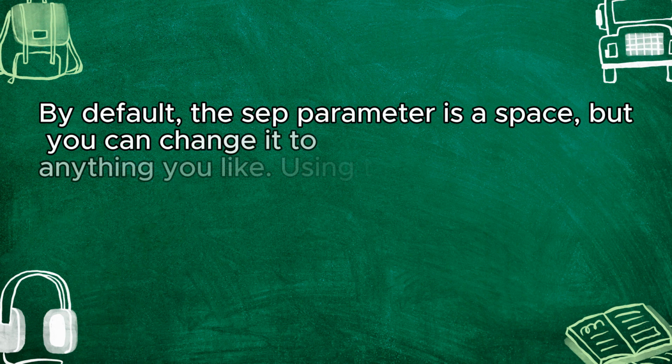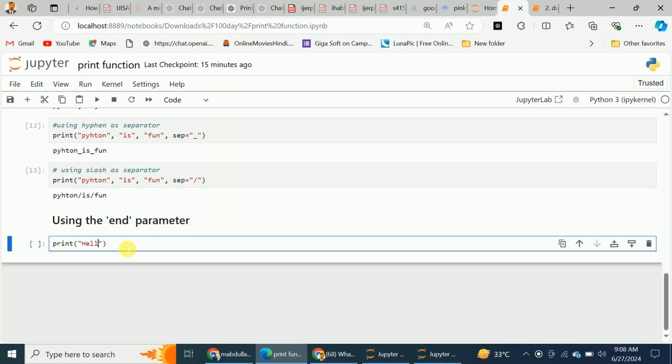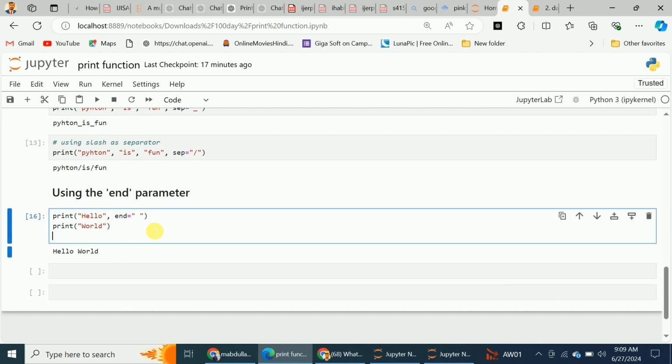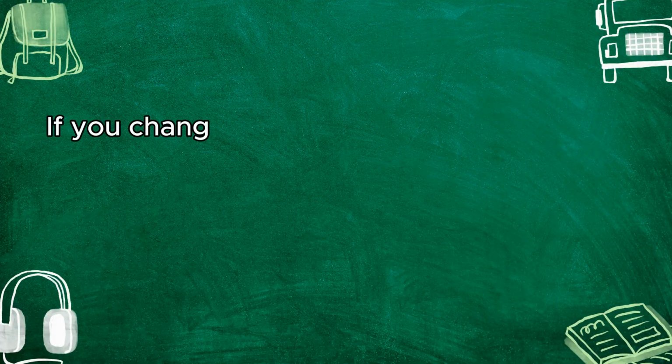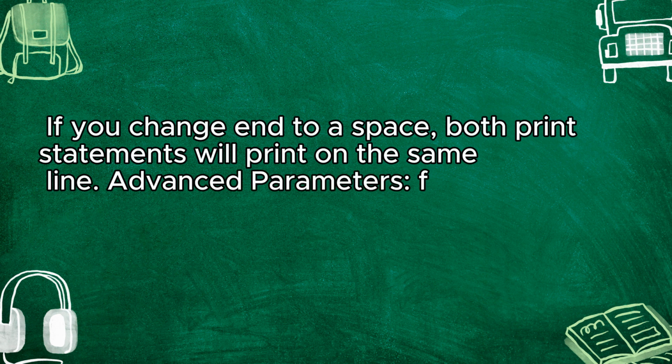By default, the sep parameter is a space, but you can change it to anything you like. Using the end parameter: the end parameter is set to backslash n by default, which means a new line, but you can change it to anything you like. print("Hello", end=" "), print("World"), print("Python", end=" "), print("is awesome"). If you change backslash n to a space, both print statements will print on the same line.